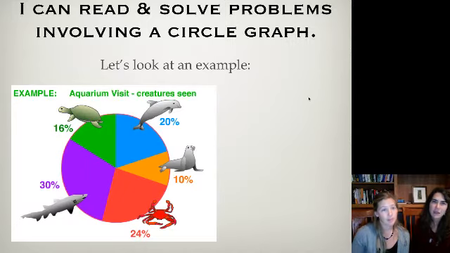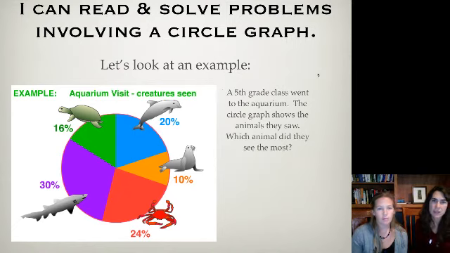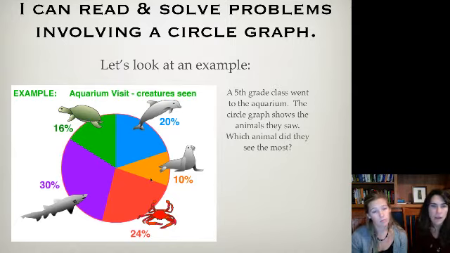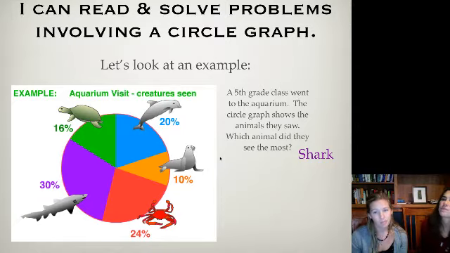All right. So here we have an example, an aquarium visit and the creatures that were seen there. So let's pretend that we got to go to an aquarium. Wouldn't that be fun? The circle graph shows the animals that they saw. Which animal did they see the most? So you're going to look here and see the biggest pie section. And we share the answer, and that should be a shark. Of course, you can see that right there.